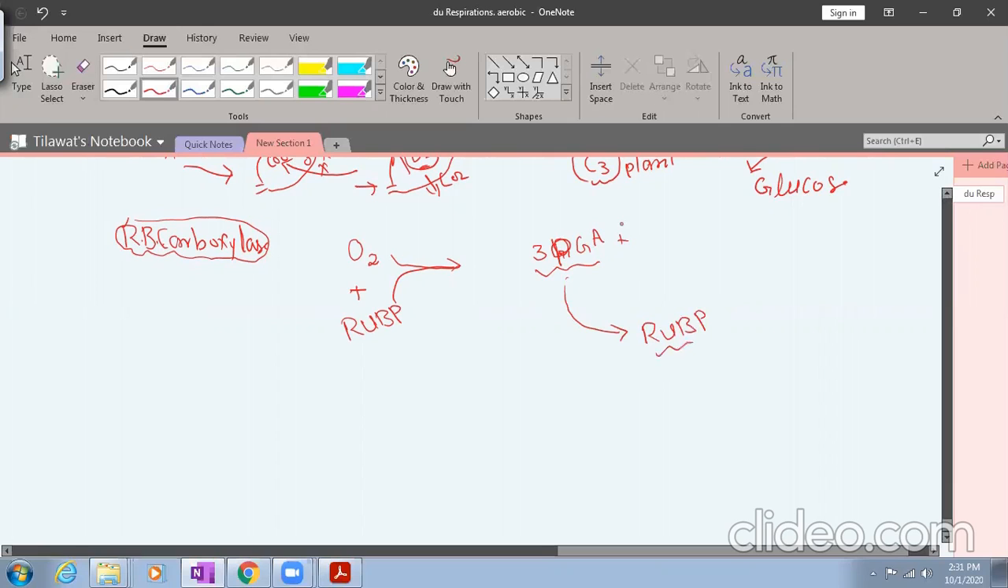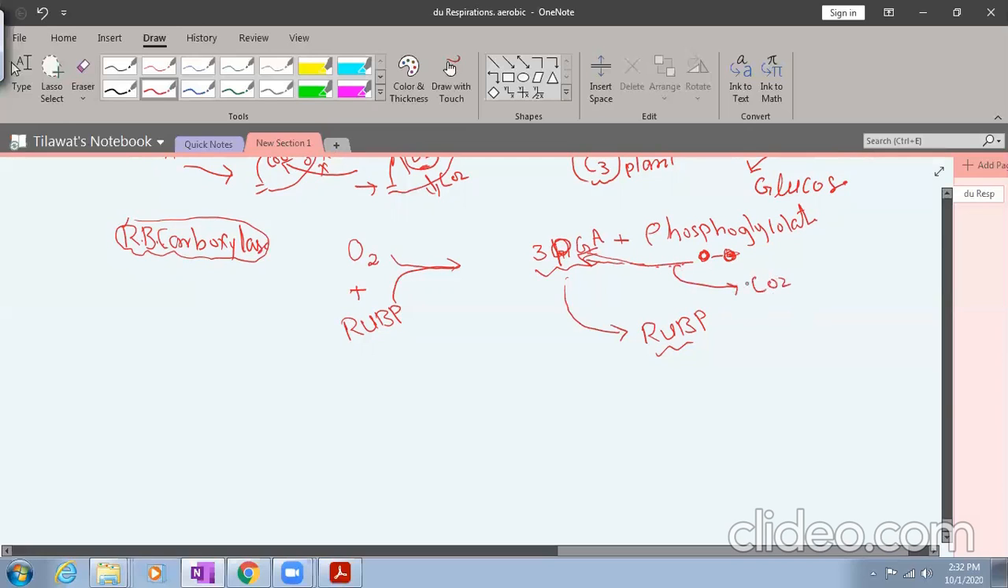But it will also make what? Phosphoglycolate. And that phosphoglycolate is a 2-carbon molecule. That phosphoglycolate has to be converted back into phosphoglycerate. When this is converting back to phosphoglycerate, what will happen? One thing is that the cell is utilizing energy. It is a loss of energy. Another thing, on the way, it will lose carbon dioxide.